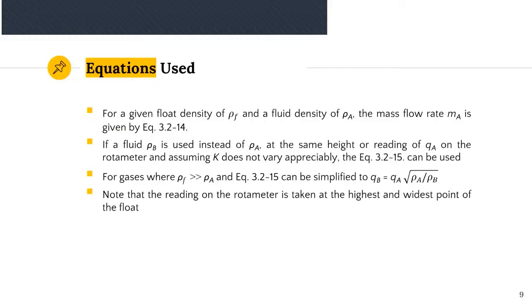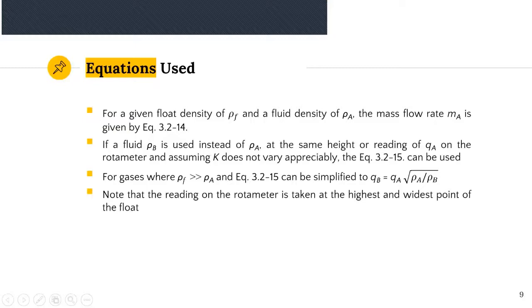It's not liquid A, it's not liquid B, but it's gases, where usually the density of the gases will be very much lower than the density of the fluid. Now I can simplify equation 3.215 to this: QB equals QA times the square root of rho A over rho B.